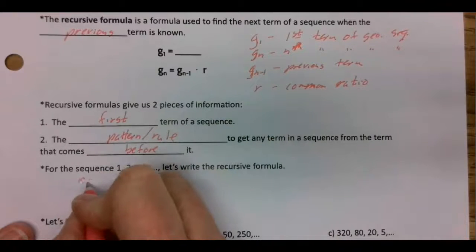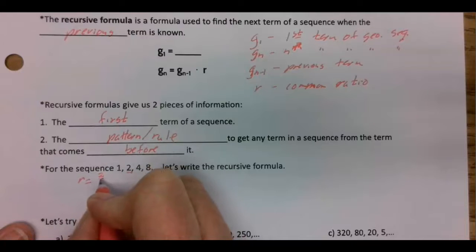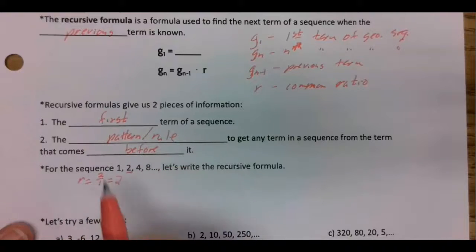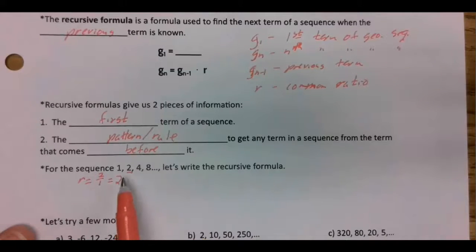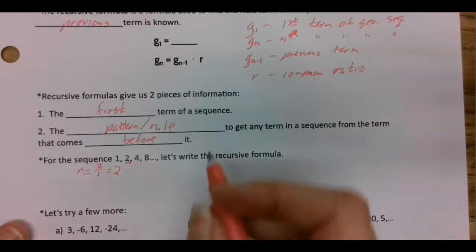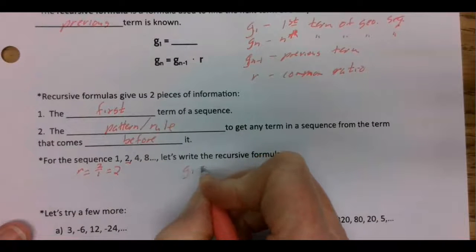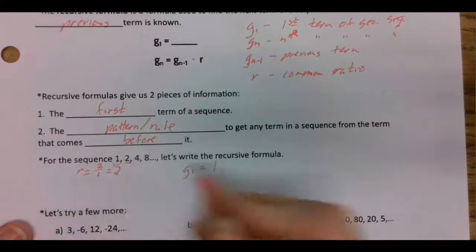Okay, so let's find the ratio. The ratio would be second term divided by first term, so it's 2. Now let's use that ratio. Can I take 2 times 2 and get the next one? Yes. Can I take 2 times 4 and get the next one? Yes. So you see how you multiply to get the next term if it's geometric. To write the recursive formula, G sub 1 is equal to 1. That's my first term.